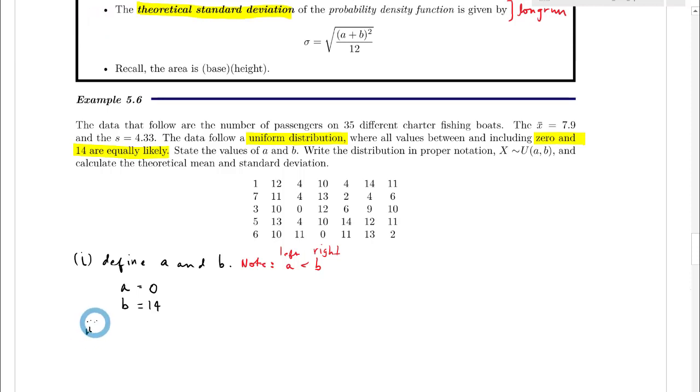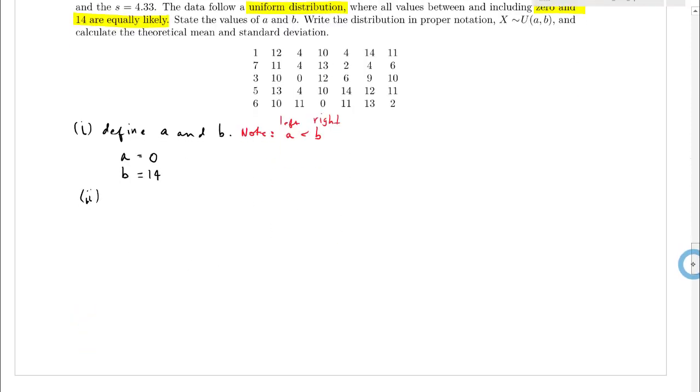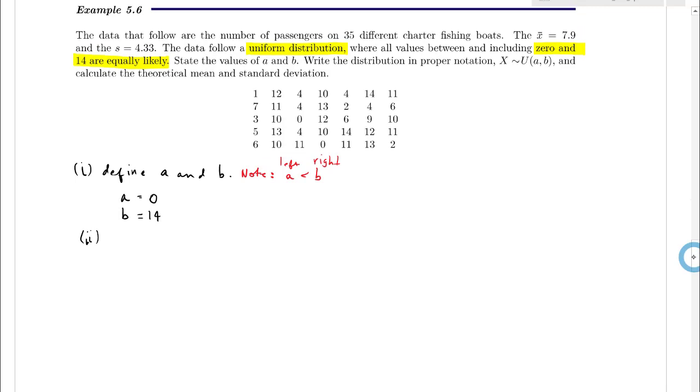Number 2 states, write the distribution in proper notation. So the random variable x tilde uniform a, b. Okay, so if x is our random variable, then x is U, and then a is 0, b is 14. Okay, so there's part 2, part 1.